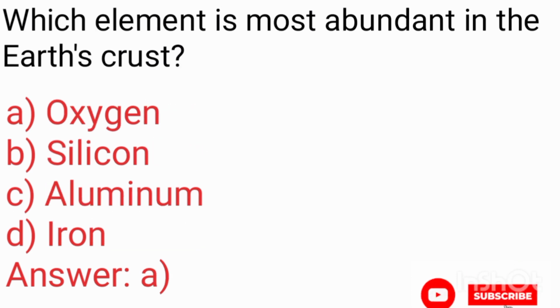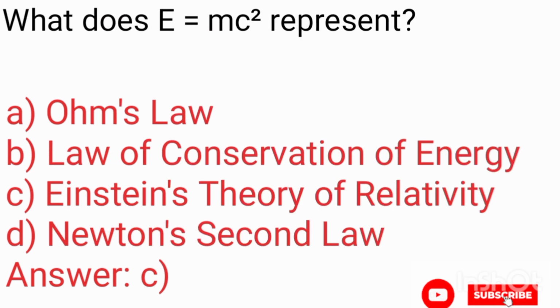Which element is most abundant in the Earth's crust? Oxygen. Option number A is correct.